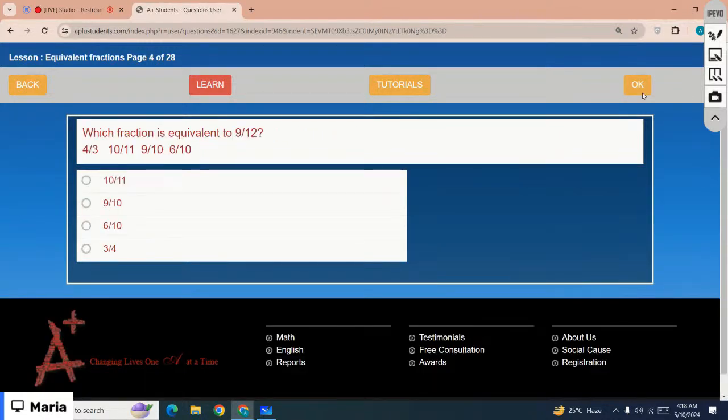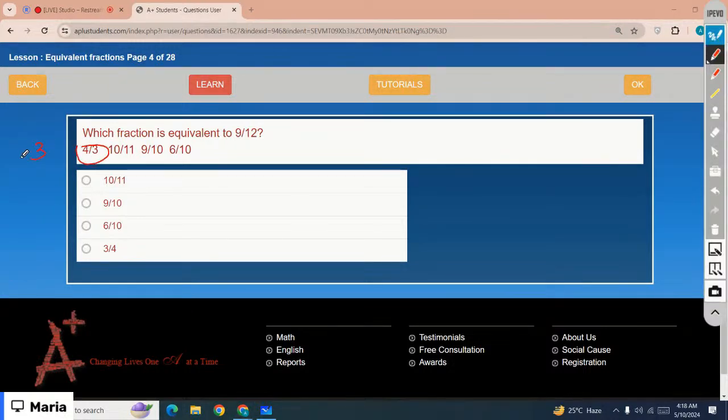Okay, which fraction is equivalent to 9 over 12? Which is the correct option? 9 over 12. Here is a mistake. That must be 3 by 4, right? Because you divide them by 3. So 3 times 3 is 9, and 3 times 4 is 12. So the correct option is 3 over 4. The correct option is 3 by 4.